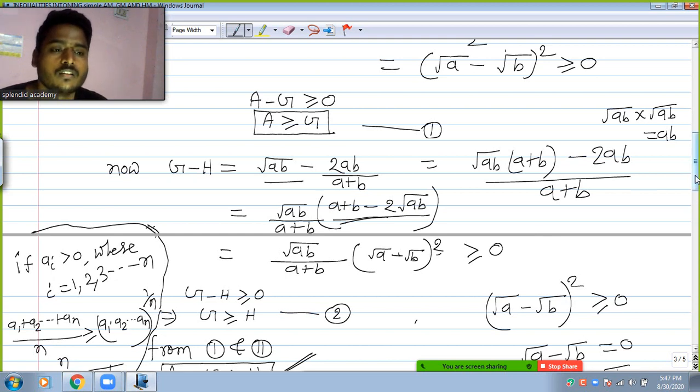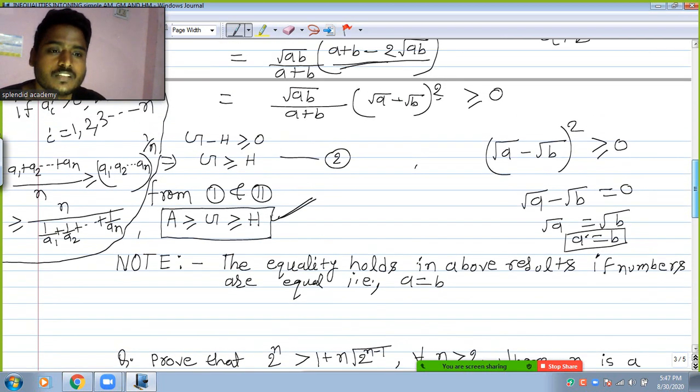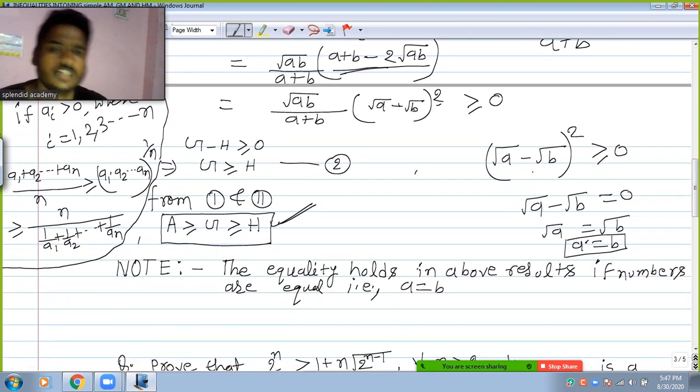Now from the first and second, what I have written here I will explain later. I will come to this part and this part later. G minus H is greater than or equal to 0 and G is greater than or equal to H. So from 1 and 2 I can tell A is greater than or equal to G and G is greater than or equal to H. So this is the property and we proved this.